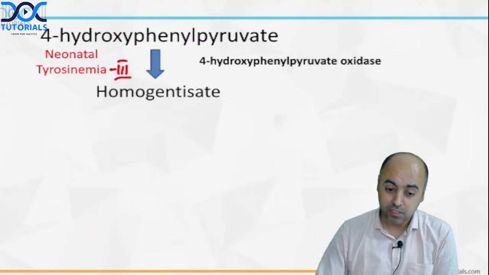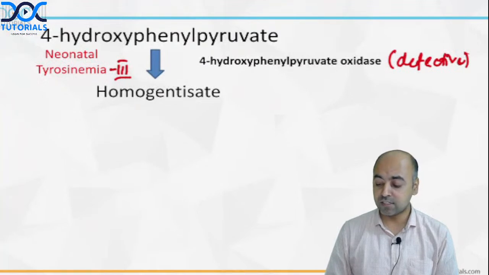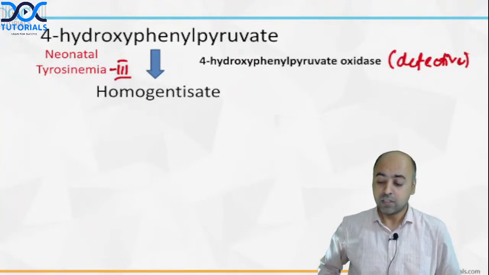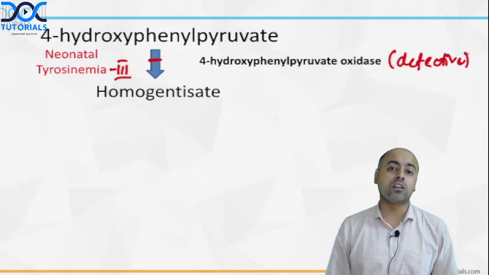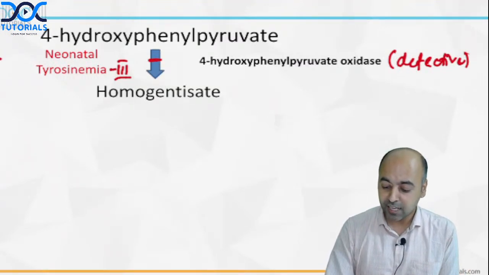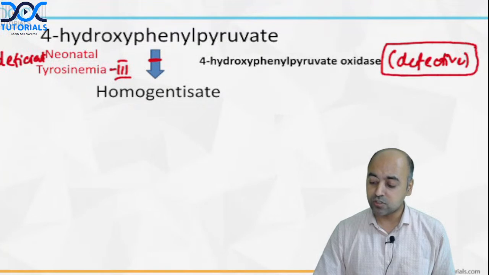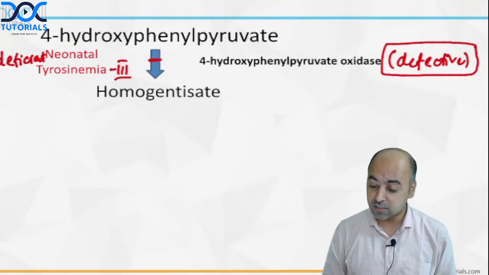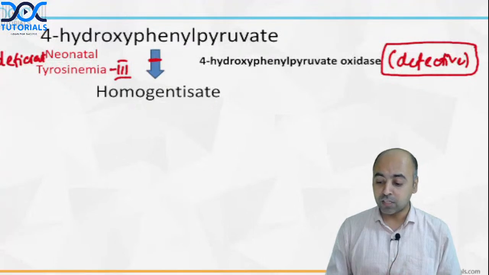However, in some individuals, this enzyme may be defective. In case of the defect, the complete metabolism of hydroxyphenylpyruvate does not occur. It gets blocked in the form of an intermediate. So please note, if the enzyme is deficient, we get tyrosinemia type 3. This is different from when the enzyme is defective. So there are two different scenarios: the enzyme is defective, or the amount of enzyme is decreased.